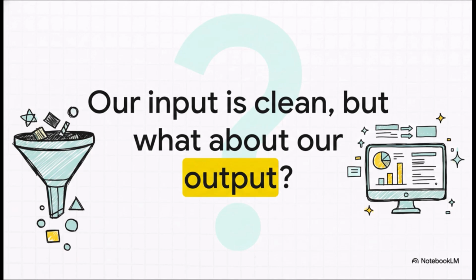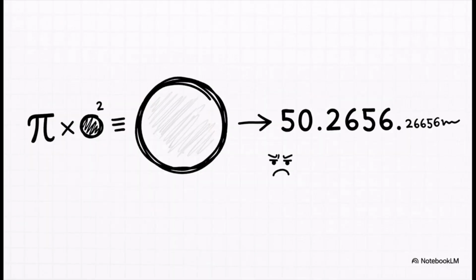We're getting clean data from the user. But that's only half the story. Getting the right answer is one thing, but making that answer look good, that's the other half. Let's say, for example, we calculate the area of a circle. The math is perfect, but our program spits out something like 50.2656. I mean, that's just messy. All those decimal places look unprofessional, and honestly, it's way more detail than anyone probably needs.